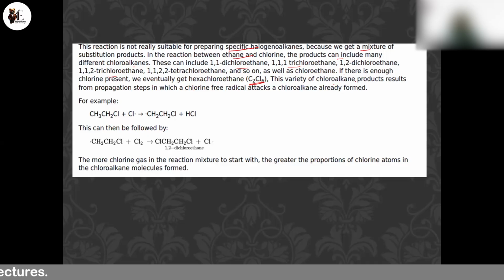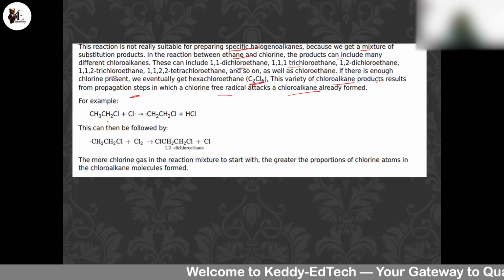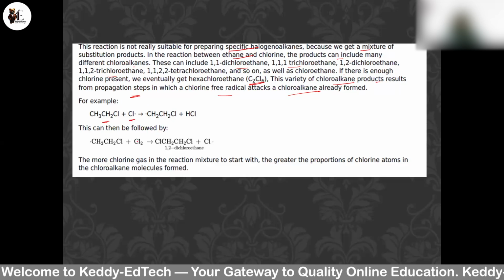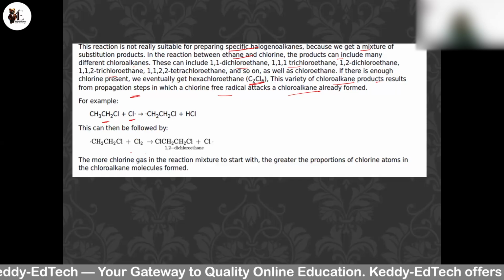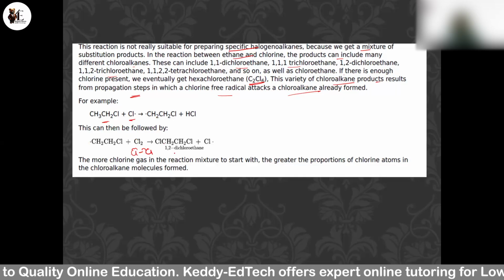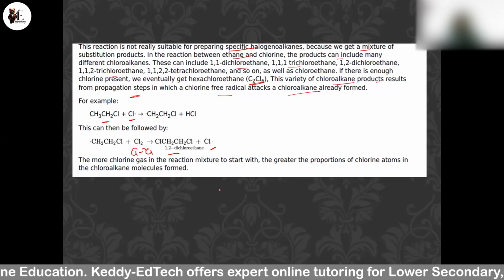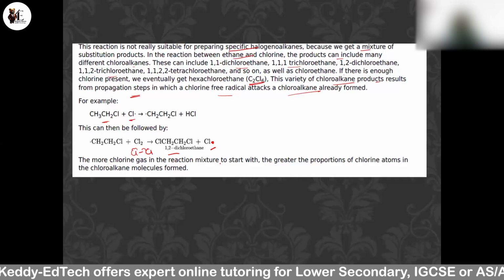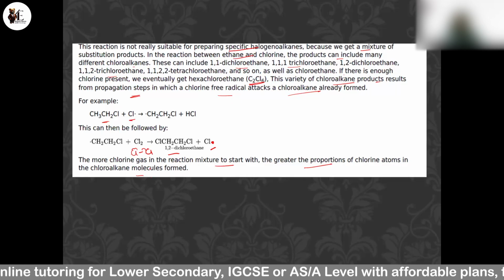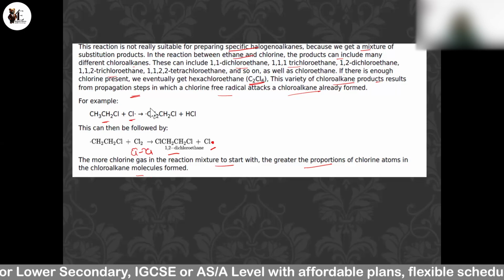This variety of chloroalkane products results from propagation steps in which a chlorine free radical attacks a chloroalkane already formed. For example, this is your ethyl chloride. When it reacts with a free radical, we get this. This can then be followed by chlorine reacting again, and two free radicals form. One free radical combines with this, and we have 1,2-dichloroethane plus a chlorine free radical. The more chlorine gas in the reaction mixture to start with, the greater the proportion of chlorine atoms in the chloroalkane molecules formed. So this is your propagation step.